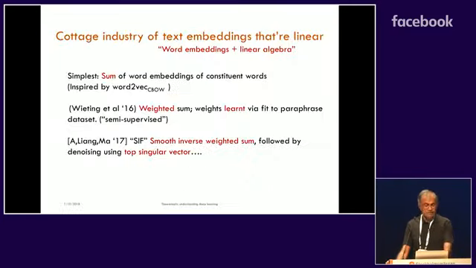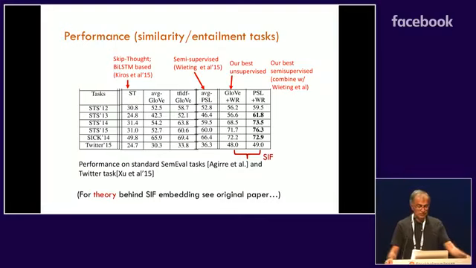But the bottom line is it's linear algebra. So word embeddings plus linear algebra, and it's all handcrafted. On similarity and entailment tasks, actually it's a champion. I would love to know if LSTMs out there can even match this. Maybe now they can, but last year they couldn't, although I saw a recent implementation somebody did, and they tested various techniques, and this is still the best.